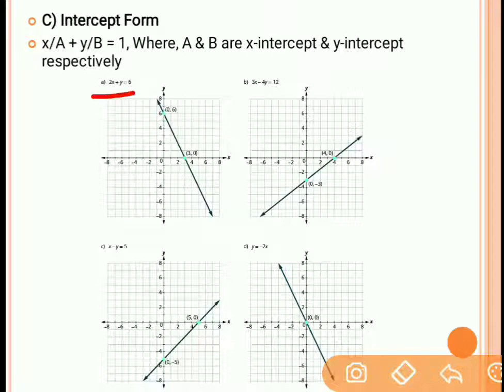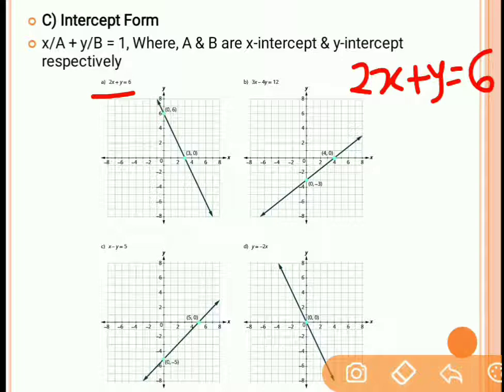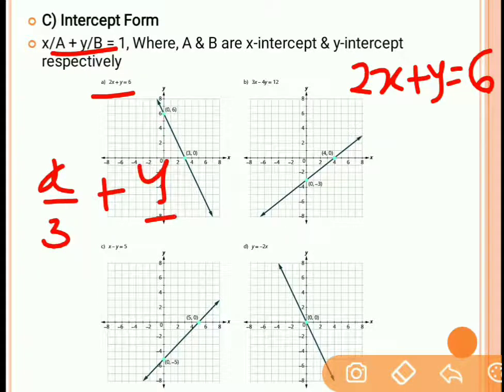The first example is for the line 2x + y = 6. Now, this is the general form of the equation of a line. It can be converted into intercept form by dividing by 6 on the right-hand side. You will get 2x/6, which is x/3, plus y/6 equal to 1. Understood? So in this case a is the x-intercept, which is equal to 3, and b is the y-intercept, which is equal to 6.